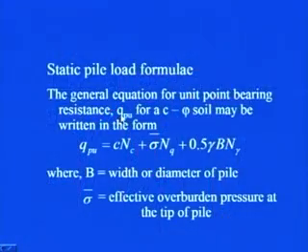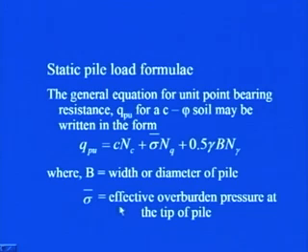So, the general equation for unit point bearing resistance, that is QPU, for a c-phi soil may be written in this form: QPU is cNc plus sigma bar Nq plus 0.5 gamma B N gamma, where B is width or diameter of the pile. As I told you, the pile cross section can be circular, square, or rectangular. In case of a circular pile, B is the diameter of the pile, and in case of square or rectangle, it is the width of the pile.